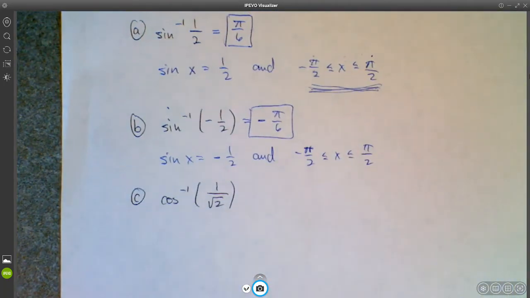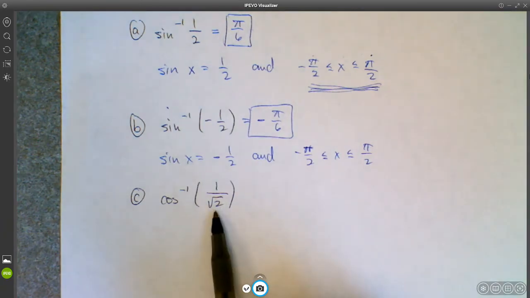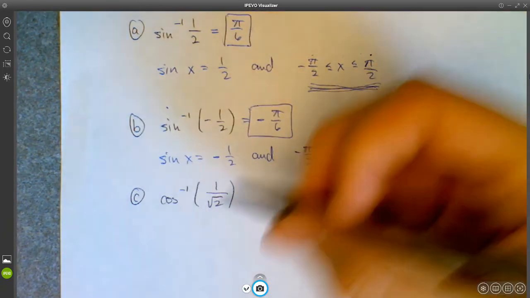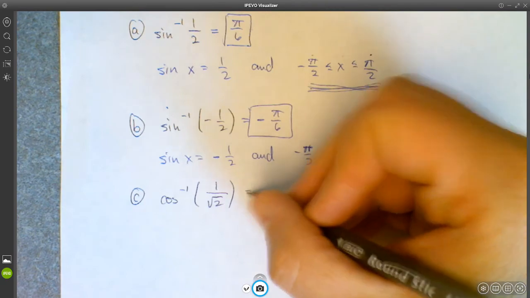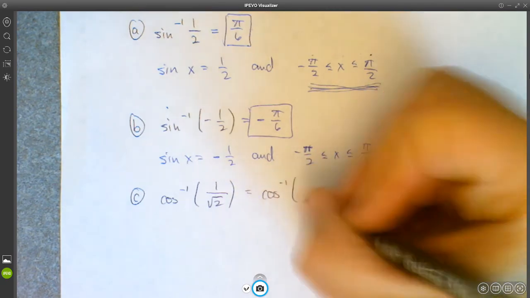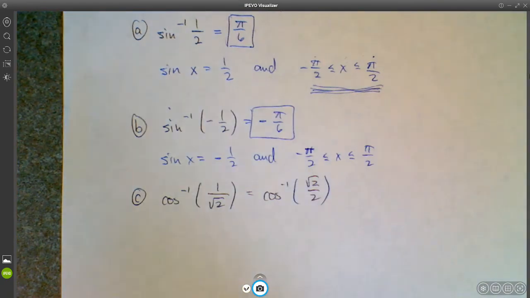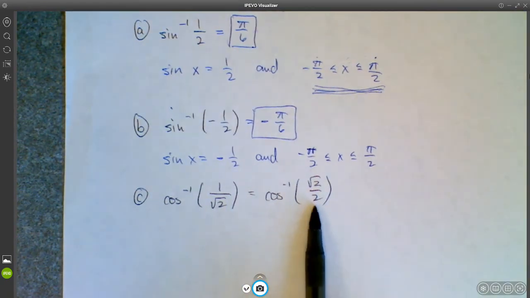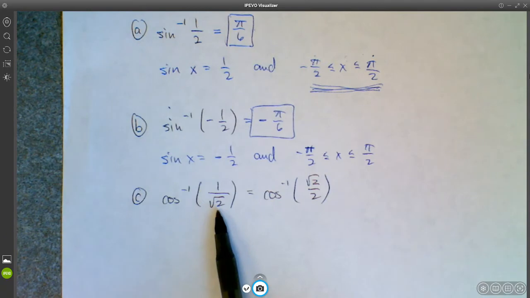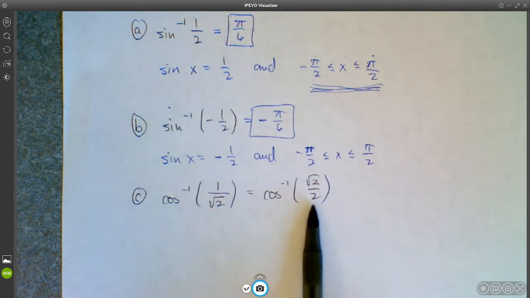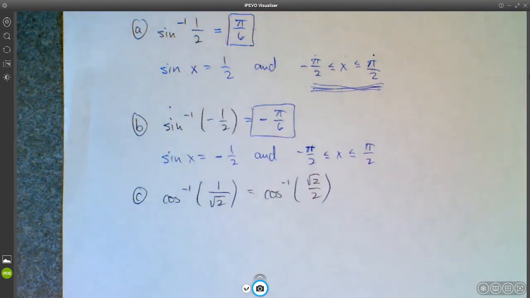Now, some of you may be more accustomed to seeing this in its rationalized form. So if you rationalize 1 over root 2, you get root 2 over 2. And on the unit circle that I gave you, that's how they're listed. They're listed in their rationalized forms, not their unrationalized forms. So again, you might be more accustomed to seeing it this way. But we're looking for cosine inverse of root 2 over 2.